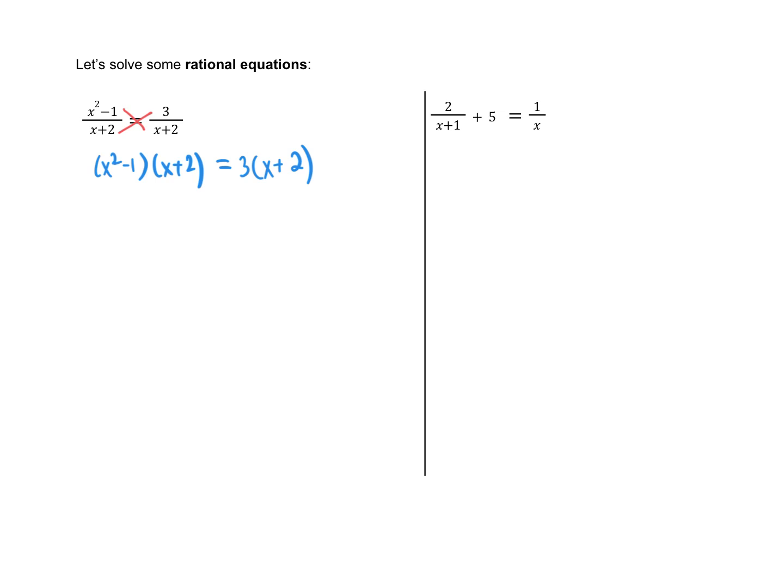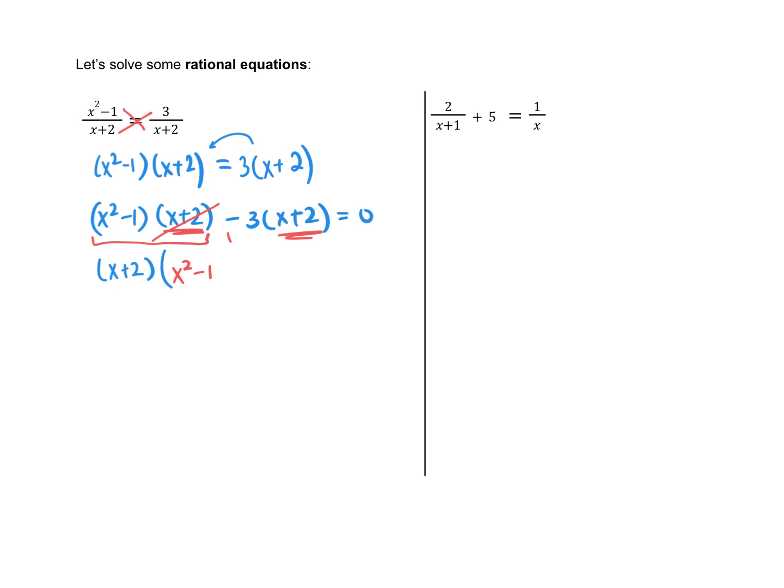But I do notice that both sides have an x plus 2, which is going to make my life a little easier. So here's what I'm going to do. Before I expand and simplify, I'm just going to bring the 3 times x plus 2 over. And then because both units have this x plus 2 in common, I'm just going to factor out this x plus 2. When I factor out from this first component and divide out x plus 2, I'm left with x squared minus 1. When I do it from the second unit and I factor out the x plus 2, I'm left with the negative 3.